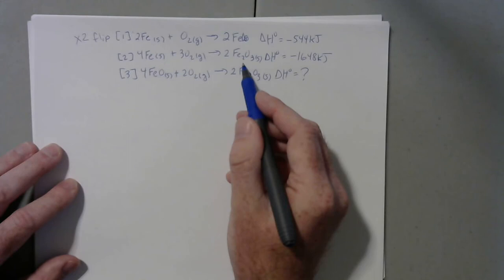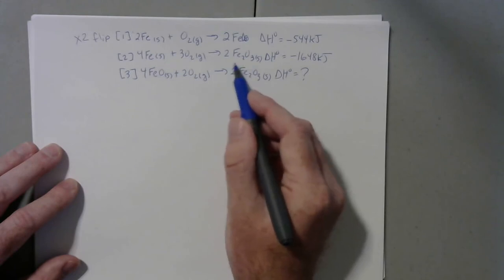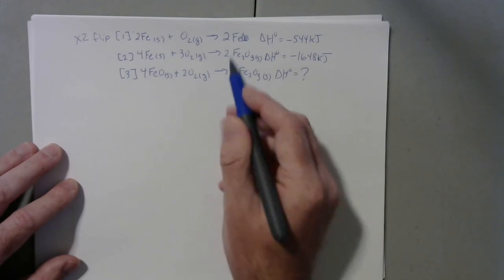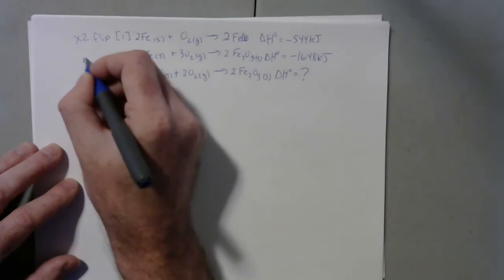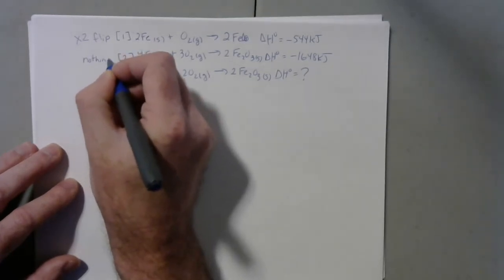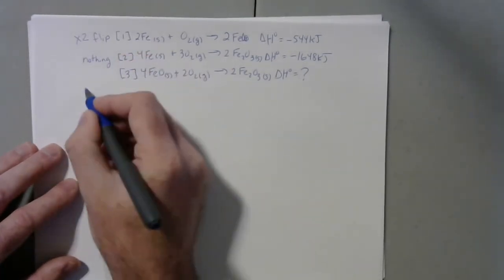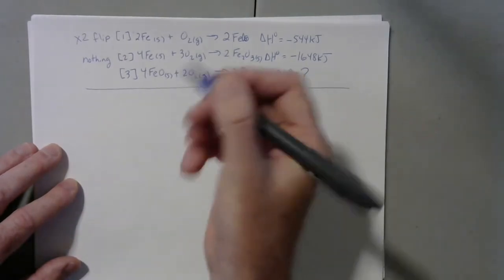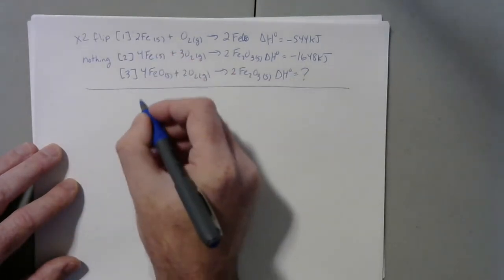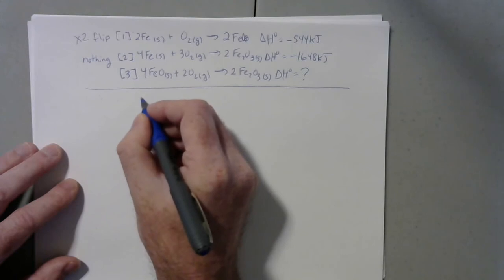Fe2O3 is on the product side, same coefficient, so I'm going to do nothing to that one. So let's make sure this adds up now. So we're going to take it and multiply it by 2 and flip it.